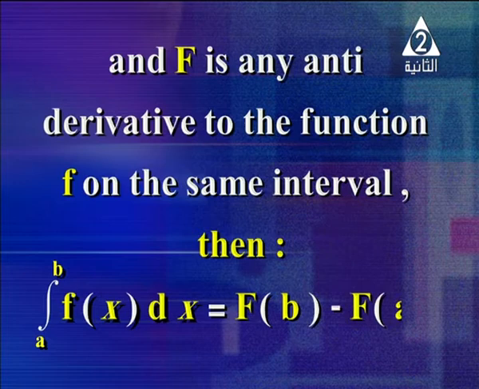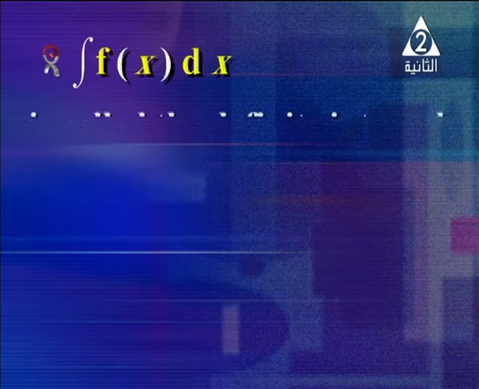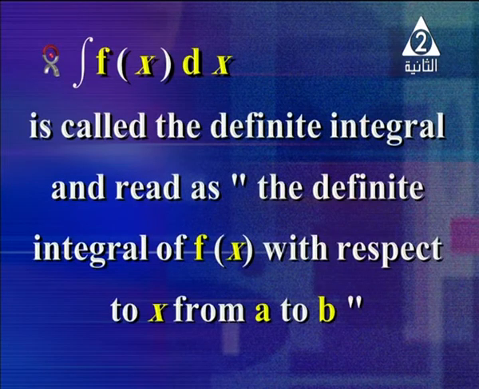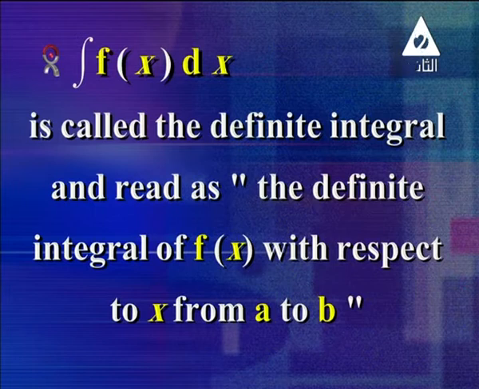Dear student, this is called the definite integral. The integral from a to b of f of x dx equals what? It equals F of b minus F of a. The integration of f of x dx is called the definite integral, read as the definite integral of f of x with respect to x from a to b.